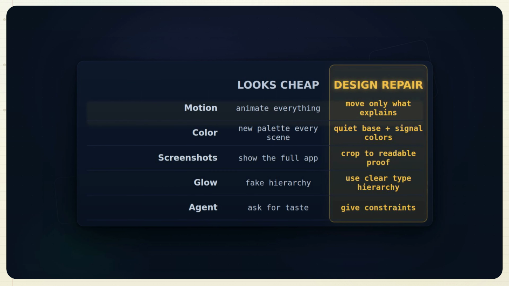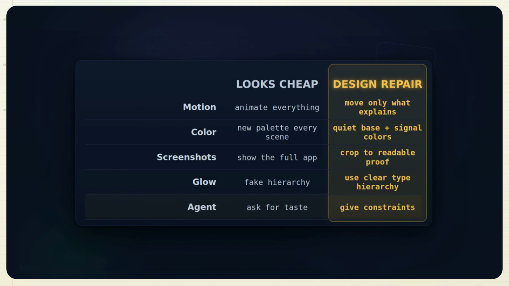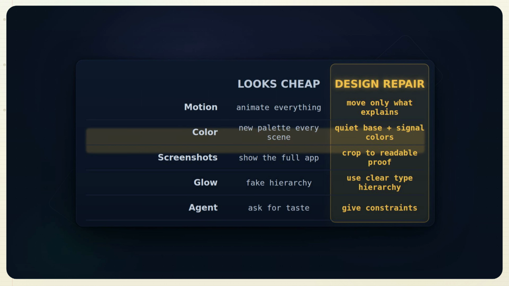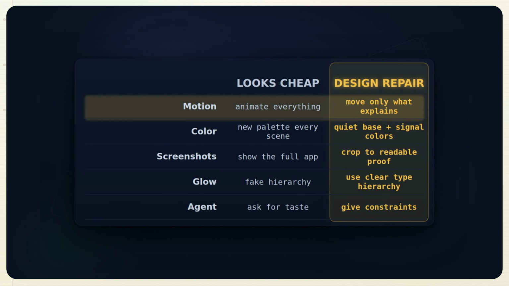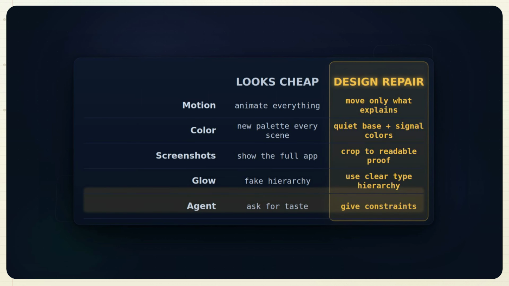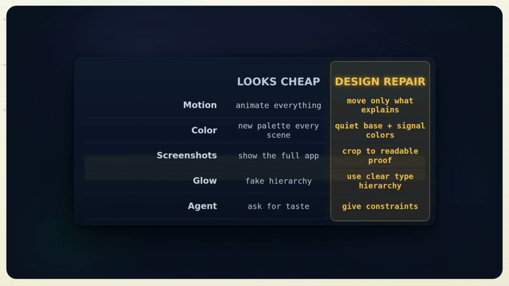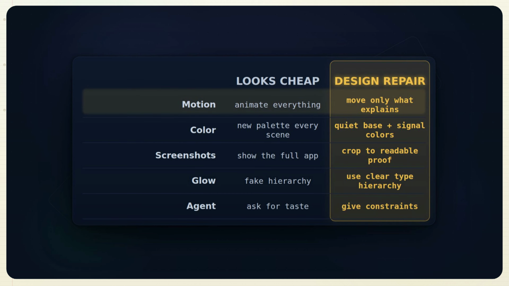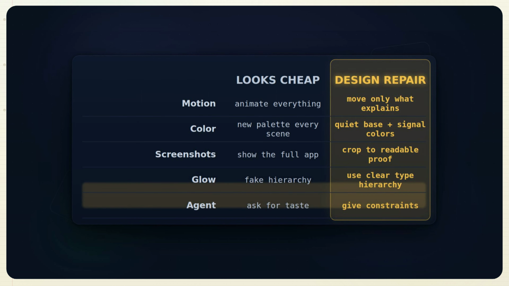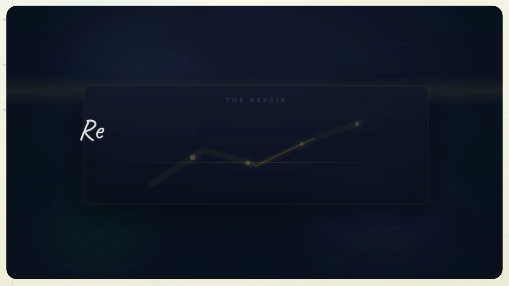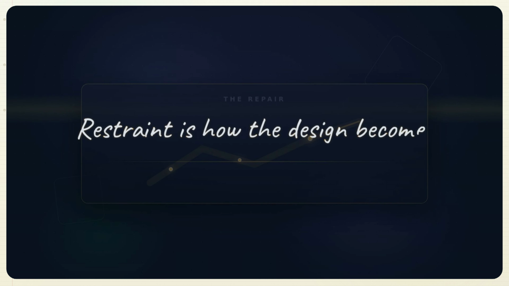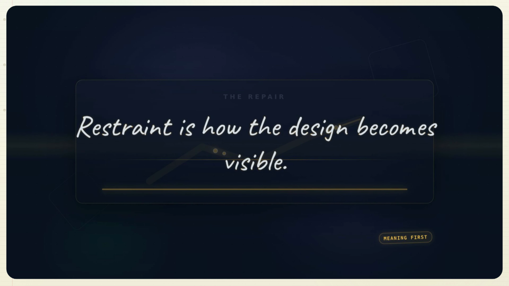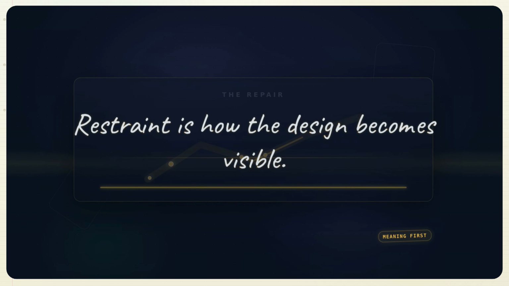The first mistake is animating everything, so nothing feels important. The second is picking new colors for every scene, so the video loses identity. Another is showing full application screenshots at a size nobody can read. Generic glow also fails when hierarchy should do the work. The final mistake is asking the agent for taste without giving it constraints. Each mistake has the same repair. Reduce choice. Use fewer moving objects, fewer colors, tighter crops, clearer type, and a smaller set of approved scene patterns. Restraint is not the absence of design. Restraint is how the design becomes visible.